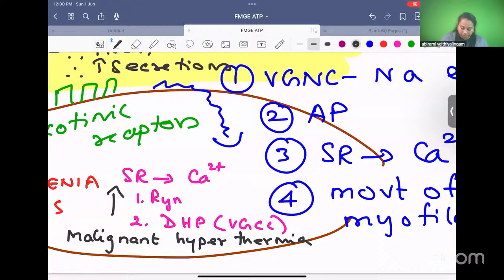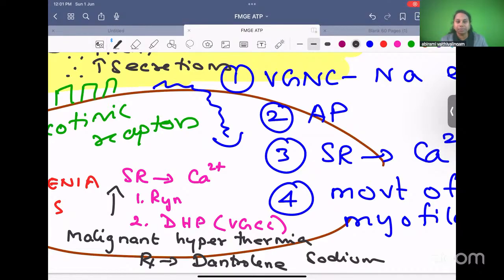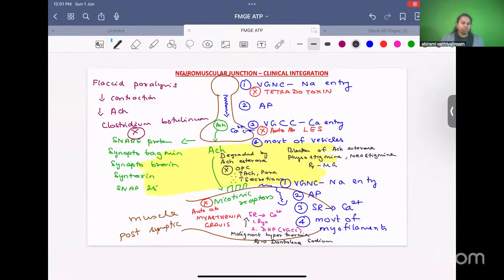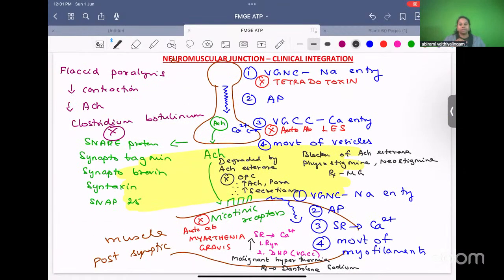Malignant hyperthermia. How will you treat this? Malignant hyperthermia, overactivity of ryanodine, so you give a ryanodine receptor blocker. Excellent. Dantrolene sodium. Dantrolene sodium is a ryanodine receptor blocker. Just go through this again. Very important, NMJ.